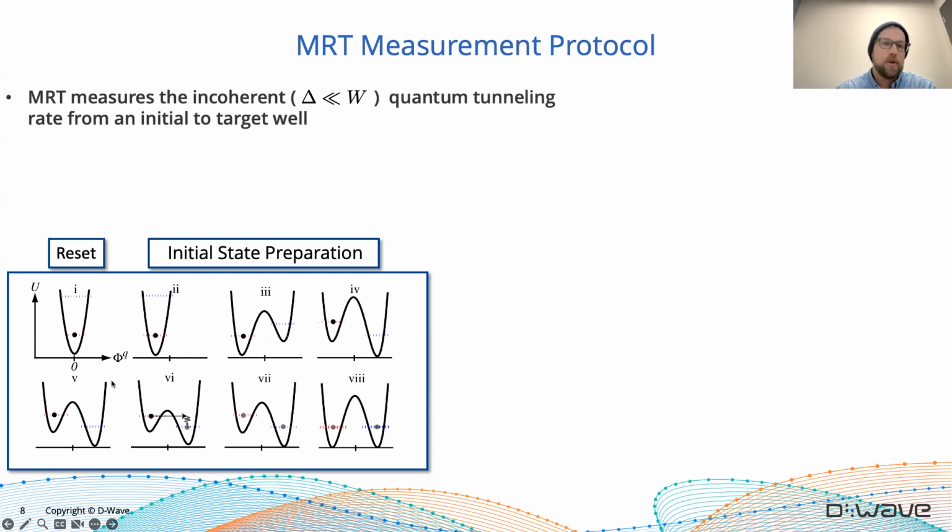And then the MRT protocol, what it does is we lower the barrier to a target level such that we always get the same tunneling rate or tunneling amplitude. And then we dwell at this time, and depending on the certain conditions that we have, either we'll have tunneling or not. And what we want to do is then measure the probability of this particle tunneling as a function of how long we dwell for.